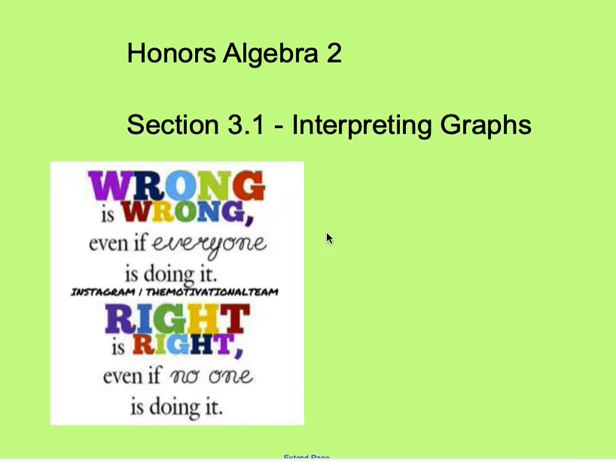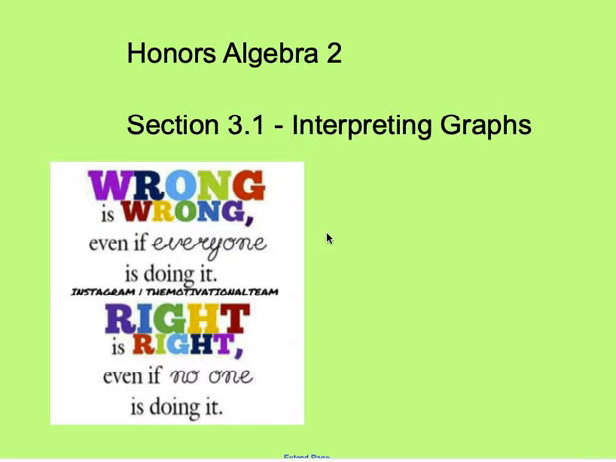Much of this chapter is going to be focused on function families and the different types there are, but that will come more in the second part of the chapter. Today is a super fun lesson called Interpreting Graphs. I think it's a really important skill in the real world to have.